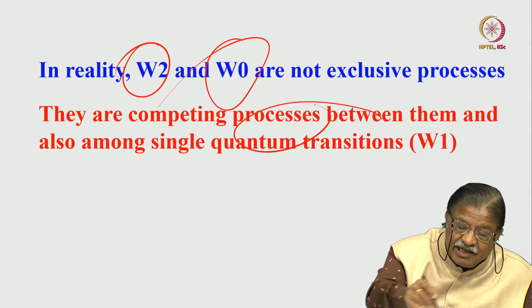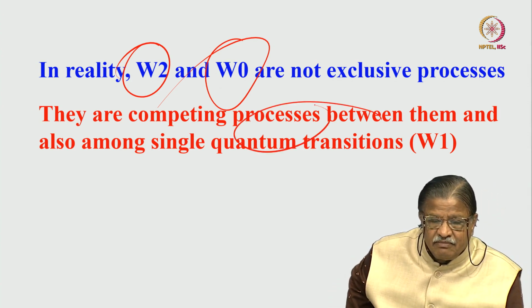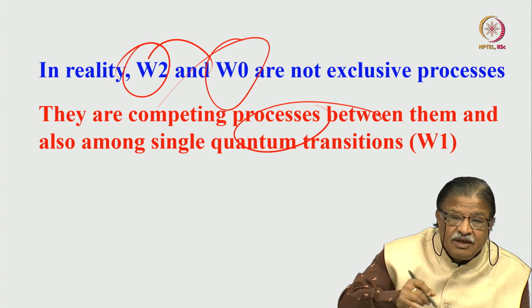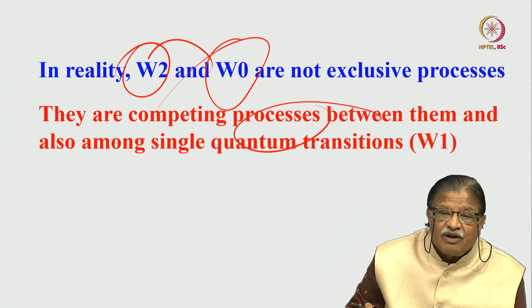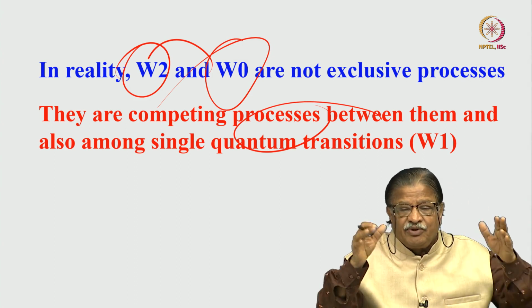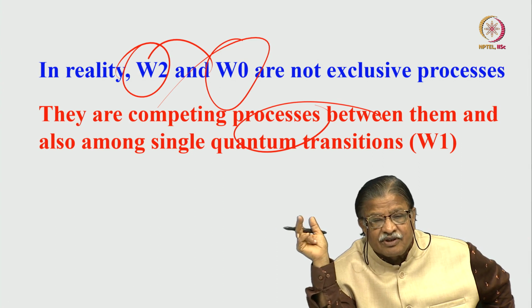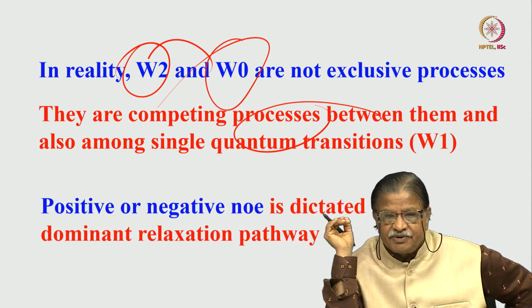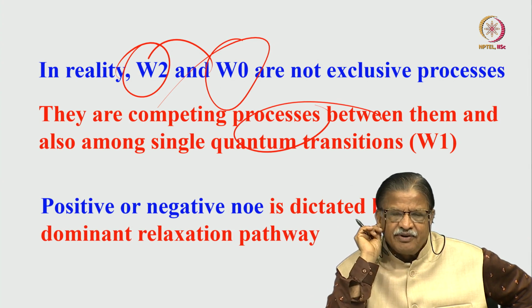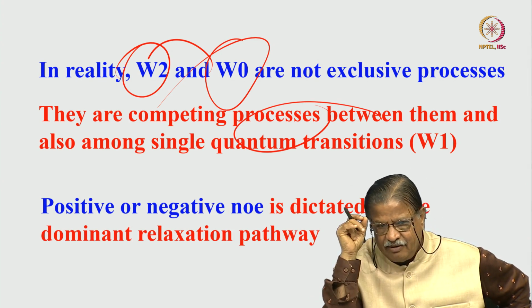There can be a competition between both the processes. Not only between these two, there can be competition along with single quantum transition also. That is the relaxation pathway. So, all the three W1, W2, W0 are not exclusive processes. There can be competition among them. They are competitive processes. So, please remember this statement.